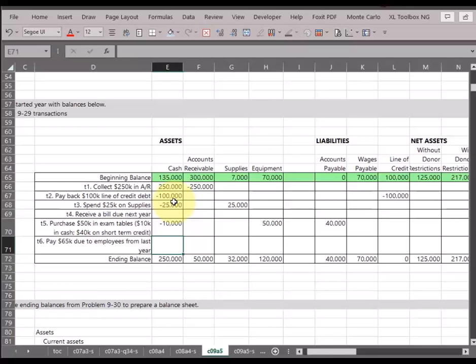And finally, we pay. Remember I was talking about those IBNRs earlier. In this last line, we're going to pay 65,000 that was due to employees at the end of the year. So there's that cash out because we write checks to our employees. But there is this wage payable thing which now goes down by 65,000 also.